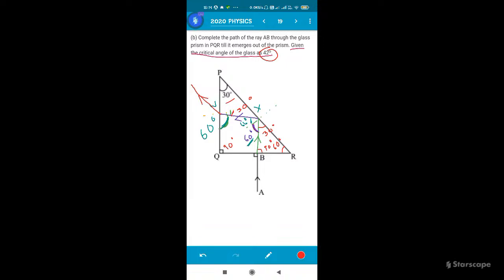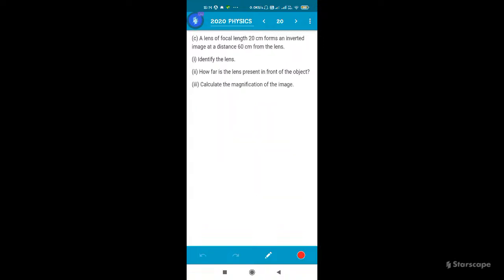All right, I hope this question is also clear to you. Let's move on to the next question now. We have to use the lens formula here. Another very interesting question, one of my favorites. So let's do it. A lens of focal length 20 cm forms an inverted image at a distance of 60 cm from the lens. We have to first of all identify the lens, and then subsequent questions have been given.